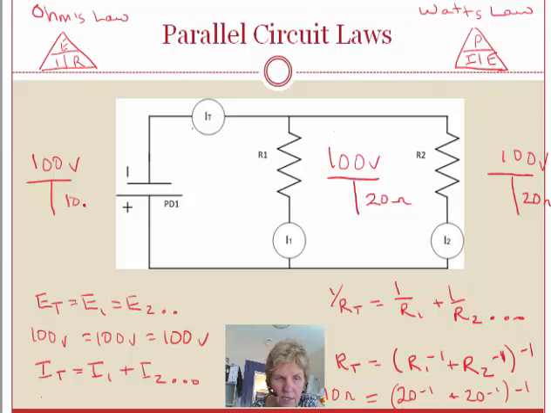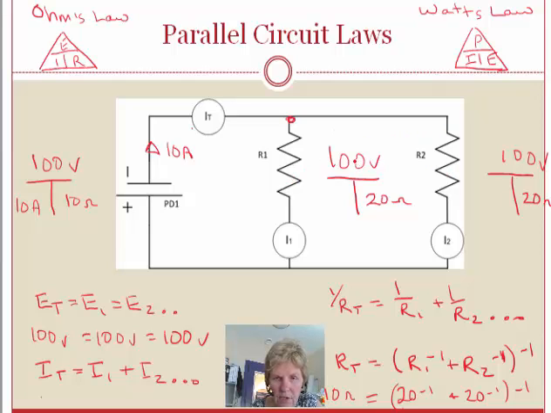I can put that 10 ohms over here in my totals column, 100 divided by 10, and I can find that I have 10 amps. Now, one of the formulas for parallel circuits is I total equals I1 plus I2. What that's trying to tell us is if we have 10 amps flowing out of the negative up through the ammeter called IT and hitting this junction or node, that 10 amps is going to split up. Some of it's going to go down R1, some of it's going to go down R2.